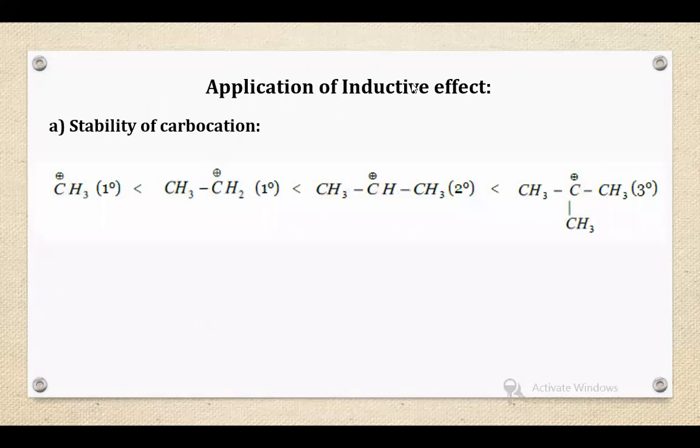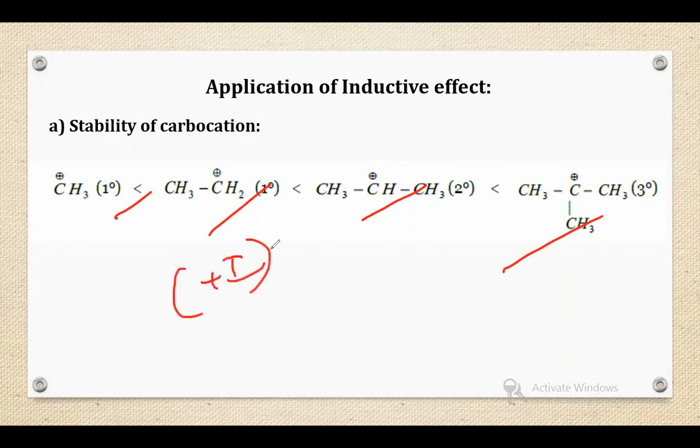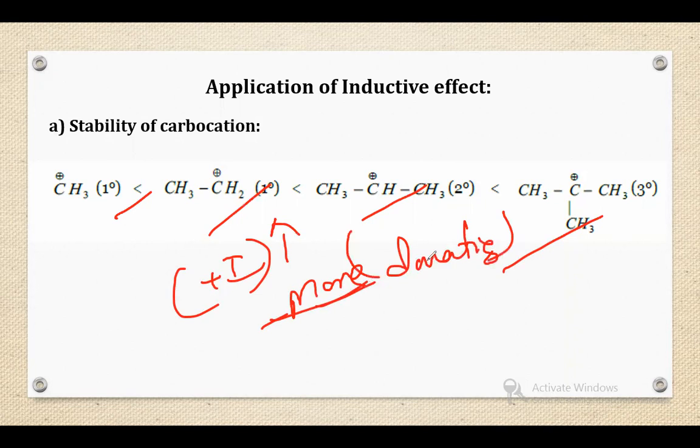In the first application, the stability of carbocation. The carbocations are in the order 3 degree greater than 2 degree greater than primary. Greater means more substituent groups, so the stability of carbocation will be more. The stability of alkyl carbocation increases with increase in positive inductive effect, which means more electron donating groups. Plus I effect increases, and it decreases with increase in negative inductive effect. If minus I effect increases, carbocation stability decreases.